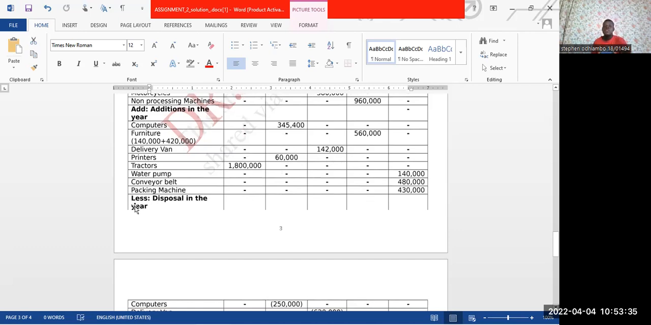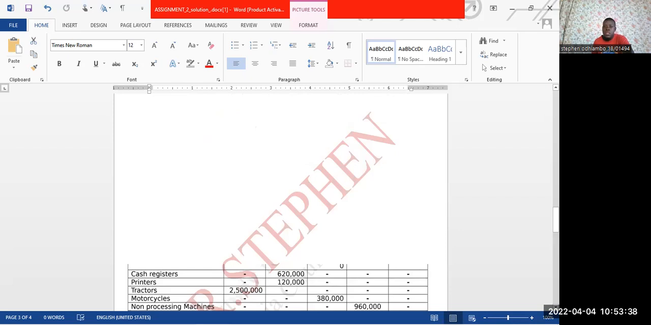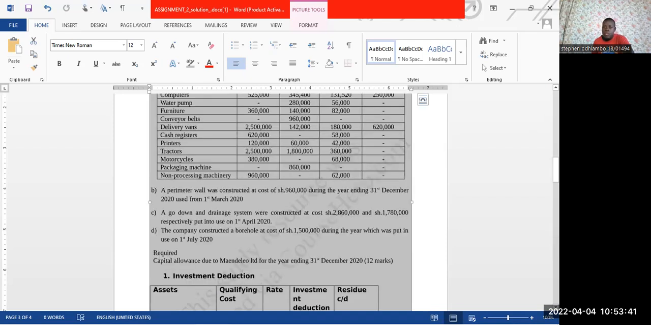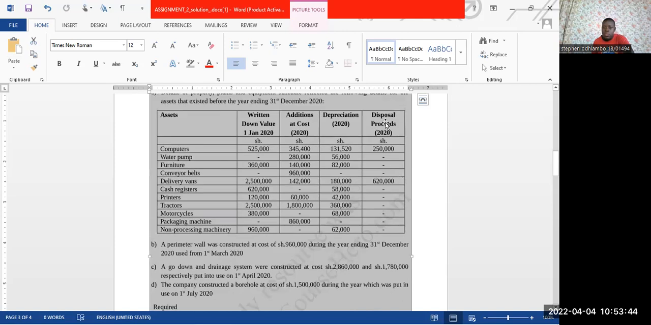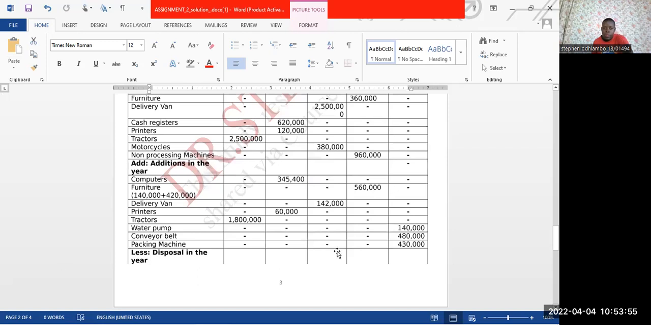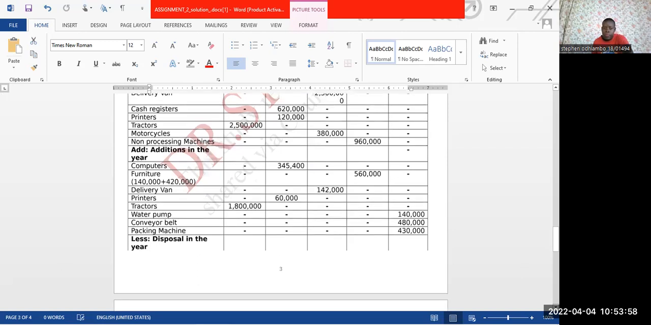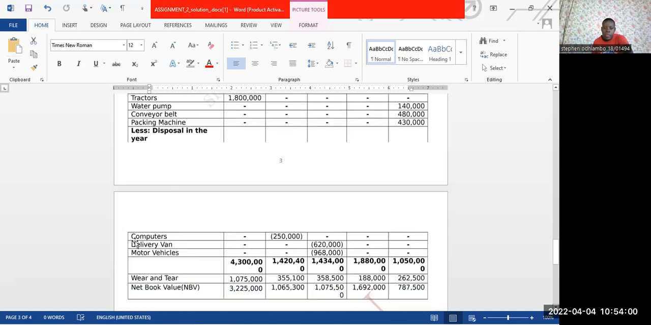So we have less disposal in the year. Disposal in the year is here. For those who cannot see, this is the right time to see them. Disposal proceeds in the year. So you have them here. So computers 250, we have delivery van 620. So you come down here on disposals, just come down still. We have computers, delivery van, motorcycle, the way they follow each other. So you are going to less them. That is 250,000, 620,000, and 968,000.